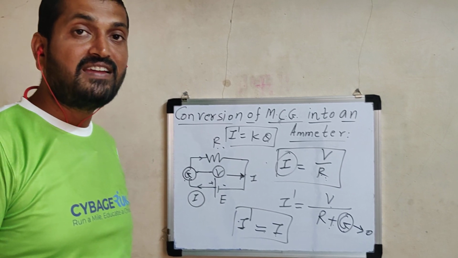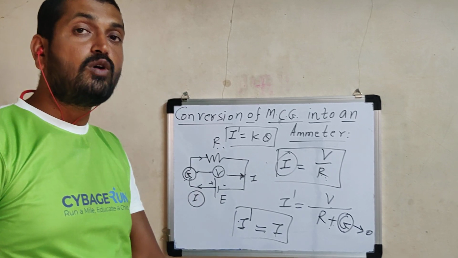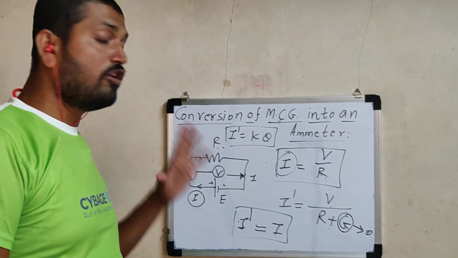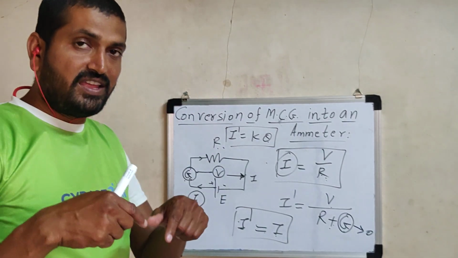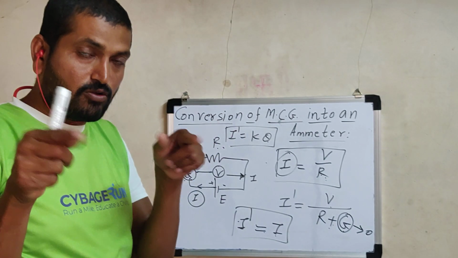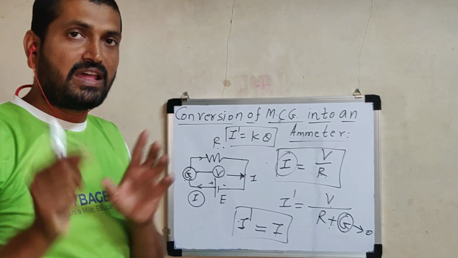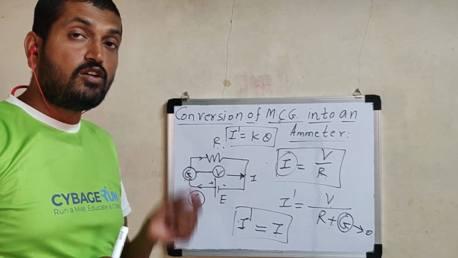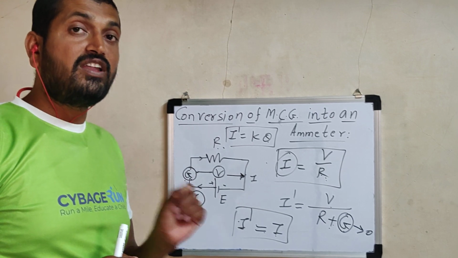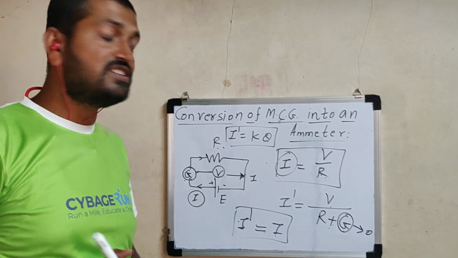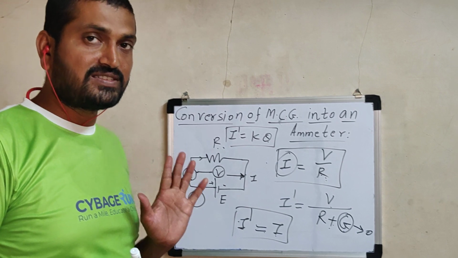What do you mean by shunting? Connecting a wire of small resistance in parallel with the galvanometer. Internally, across that rectangular coil which we discussed in the construction, a wire of small resistance is connected in parallel, and that wire of small resistance is called a shunt, S-H-U-N-T. It is denoted with the symbol S.